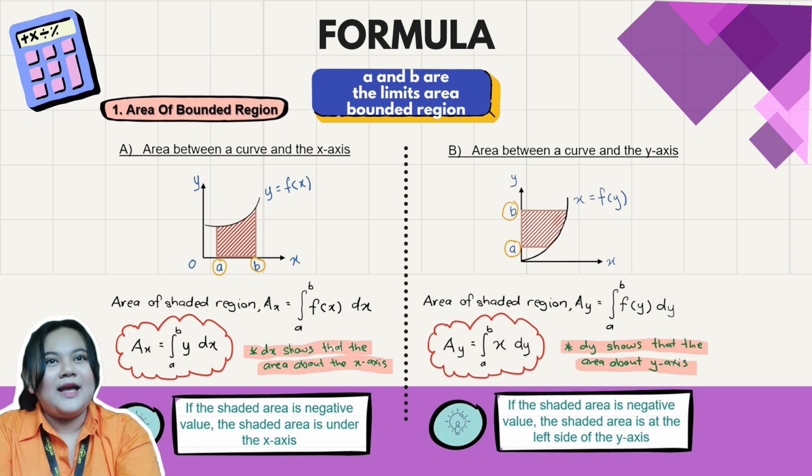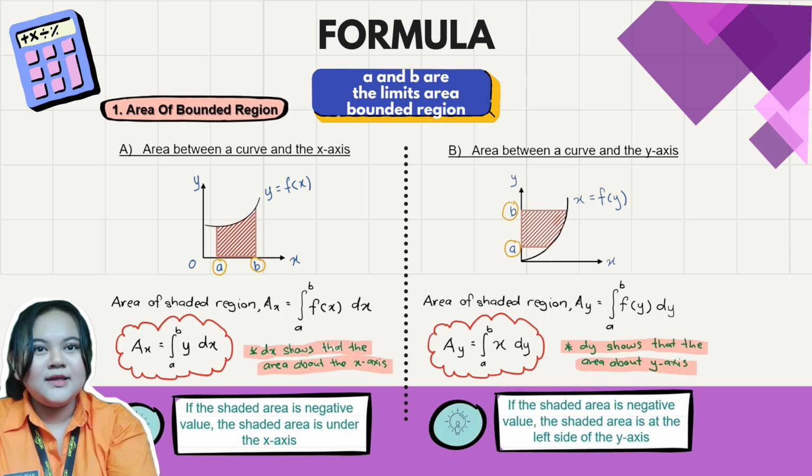So, when on the x-axis, we will use the symbol dx, where A is the area of the shaded region, with lower limit, upper limit, and the function f(x), which is the function y. So, the formula to find the area of the shaded region with the x-axis is A equals the integral for limit a and b. If you can see the notes on the slide, if the shaded area is a negative value, the shaded area is under the x-axis.